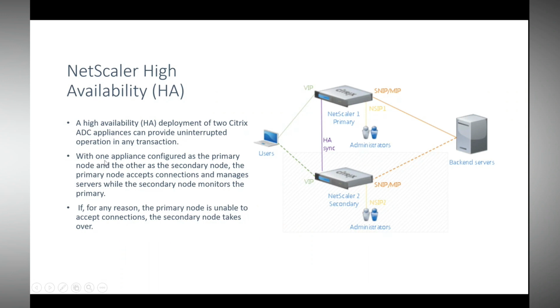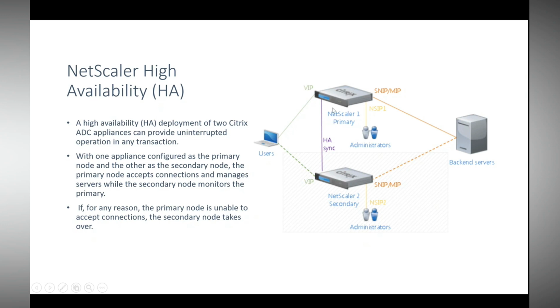The second point: with one appliance configured as primary node and the other as secondary node, the primary node accepts connections and manages servers while the secondary node monitors the primary. The meaning of this is that when you're configuring HA, one is primary and another one is secondary. Always the primary will receive the user traffic, and the secondary won't receive any user traffic. The job of the primary is to receive the user traffic and forward it to the backend, and the job of the secondary is just to monitor the primary.